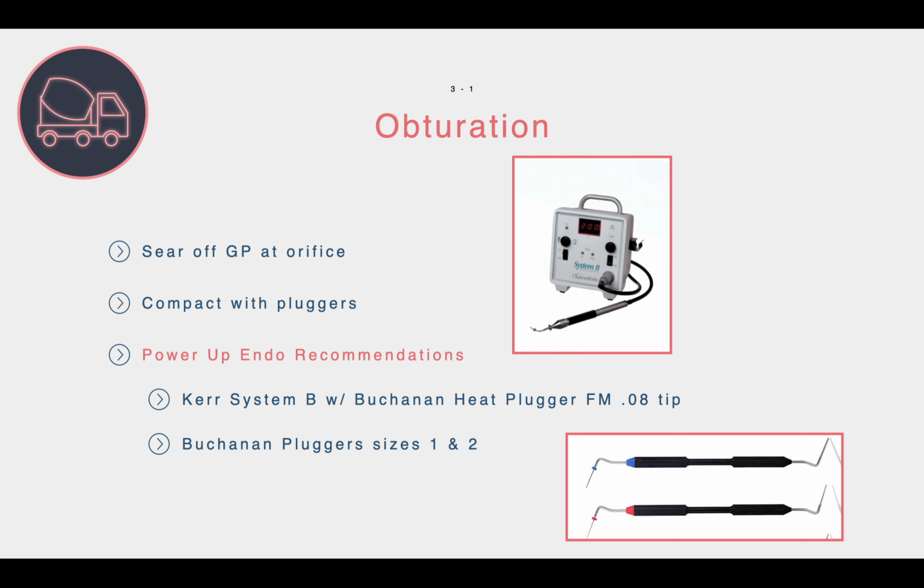And then when you do your compaction with hand pluggers, I would recommend the Buchanan pluggers sizes 1 and 2. That's going to cover you for basically all of your cases. The plugger that I reach for 95% of the time is the red one, the size 1, and they have a larger side and a smaller side to that size 1 plugger. And I use the larger of the red plugger, like I said, 90% of the time. For really large canal cases, you might want to use the size 2, which is the blue. For sometimes anterior teeth, I'll go ahead and reach for that.